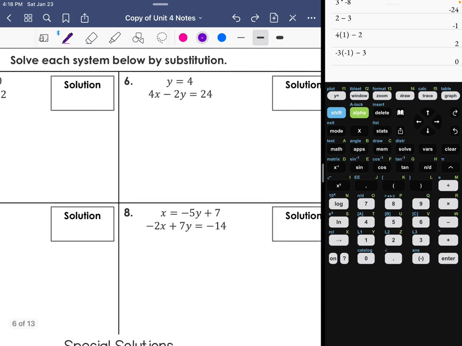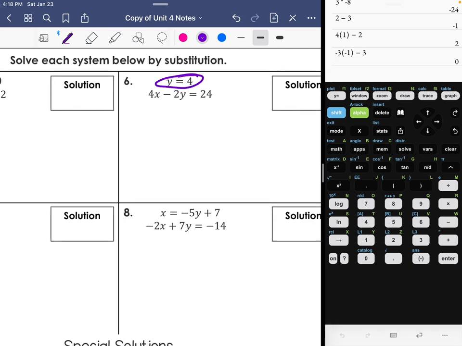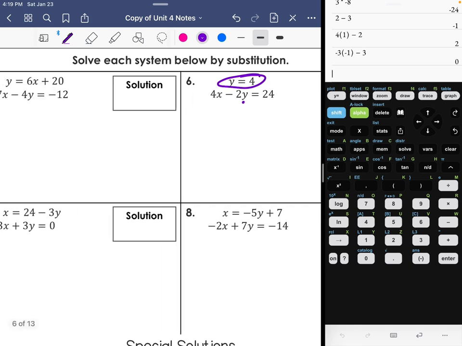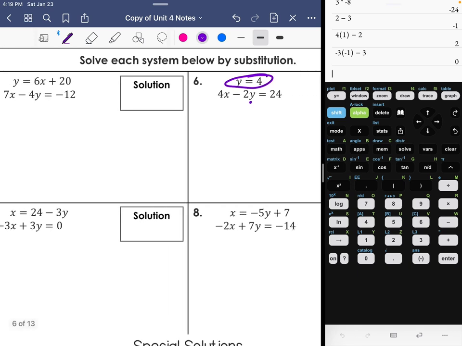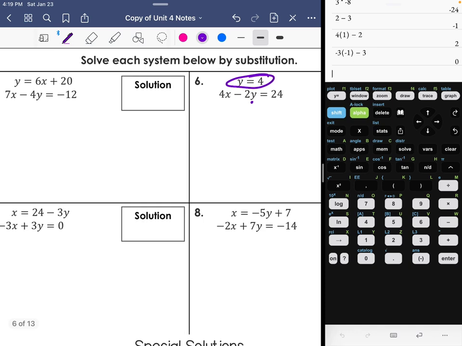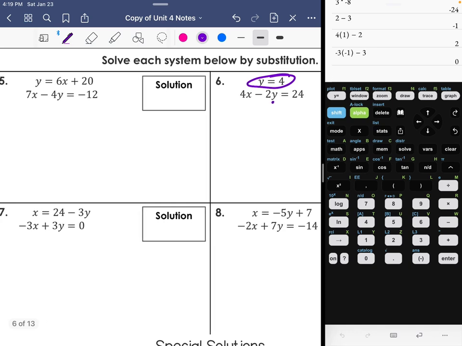6 is still an easy one because it has y equals 4. It has that horizontal line, so you just have to put 4 in right there for y. So I'm not going to work that one. And then number 8 is a lot like number 7, but number 7 has bigger numbers. So I'm going to do 7, and then you guys look at it to do 8, and we'll check these in class.